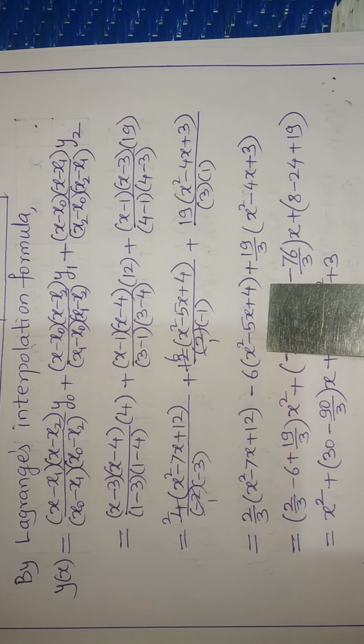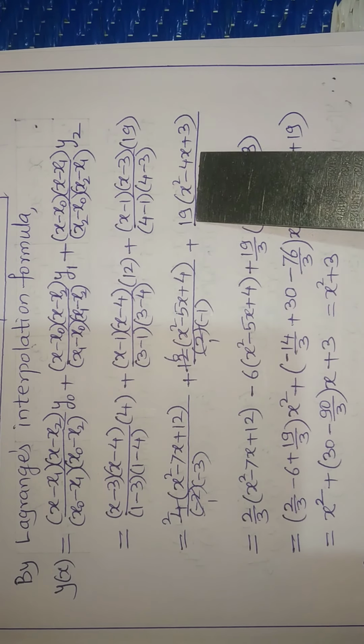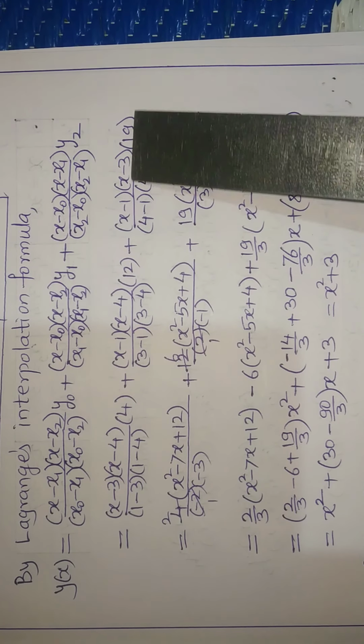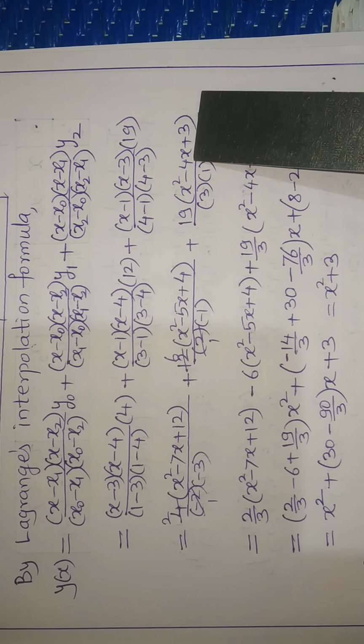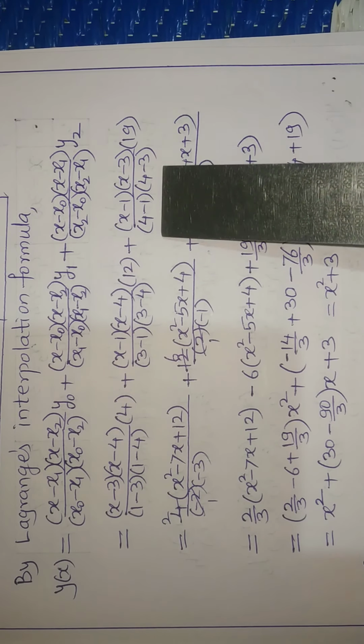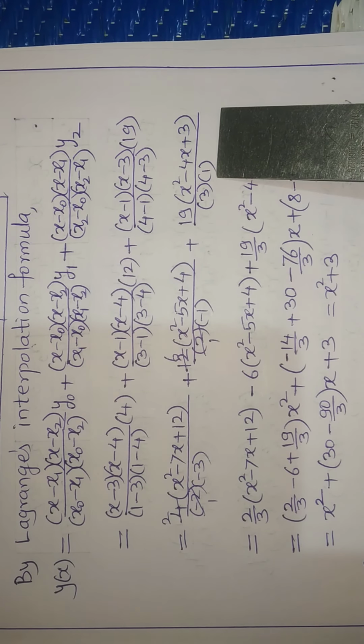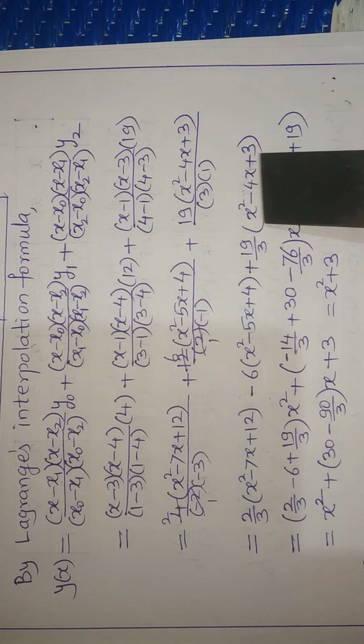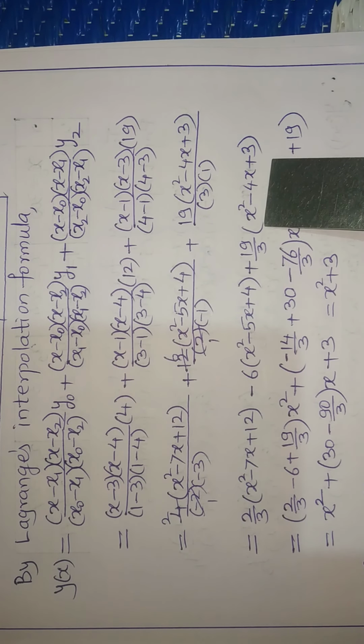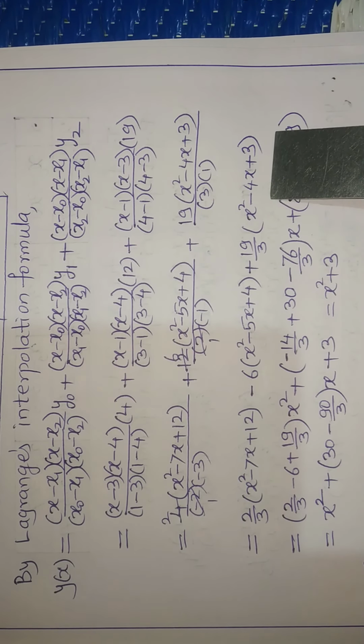Lastly, the third term, this 19 comes here. The product of x minus 1 and x minus 3 gives you x square minus 4x plus 3, and the denominator was 3 into 1, that is what is given. And the sign will be plus, obviously. So this is 19 by 3 in bracket x square minus 4x plus 3. Now let us add all the terms.